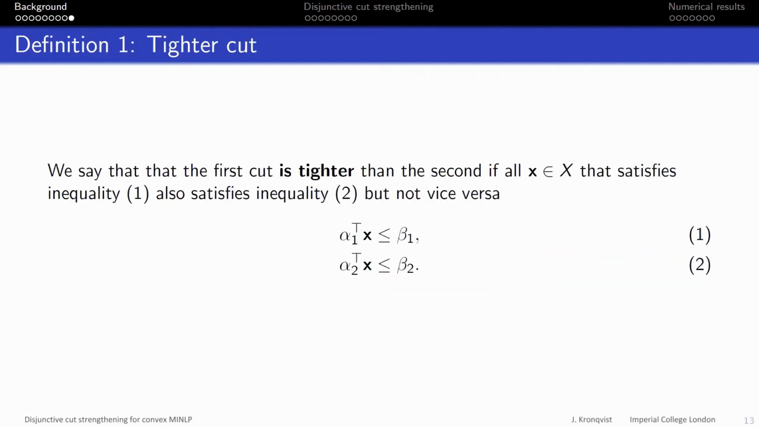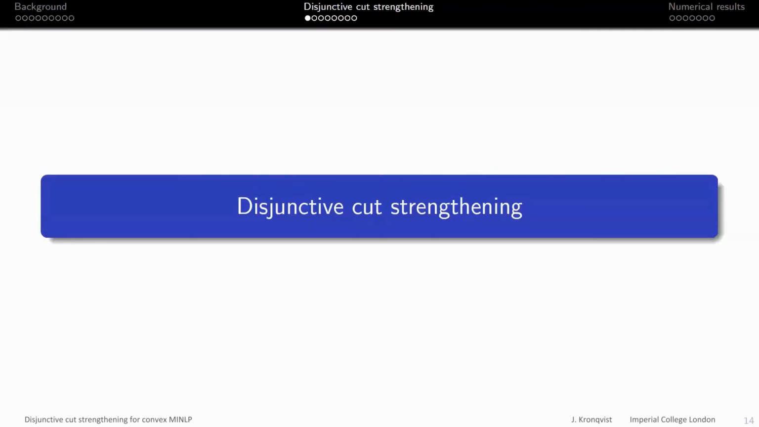And before we continue, I want to clarify what I mean by a tighter cut. So here we have two cuts defined by these two linear inequality constraints. Here we say that the first cut is tighter than the second cut if all points in our domain of interest that satisfy the first inequality also satisfy the second inequality, but not vice versa. Now let's continue with the disjunctive cut strengthening.